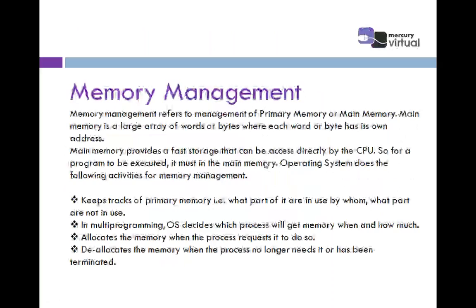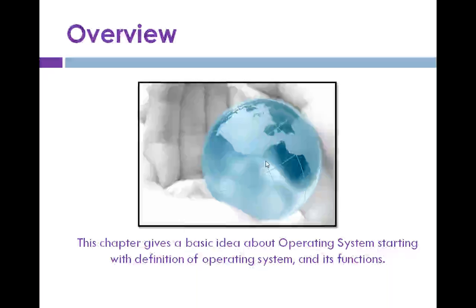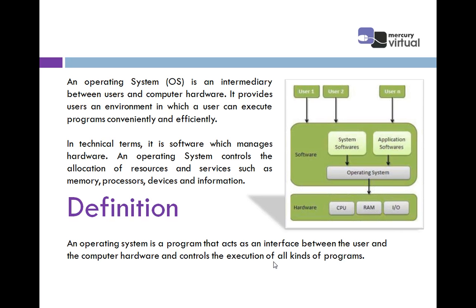In yesterday's class, we discussed the operating system. Just take an overview of the operating system, meaning what an operating system is, how it works, and what the functions of an operating system are. So just take a quick recap of the previous class. This chapter gives you a basic idea about the operating system, starting with the definition of operating system and its function. This chapter gives an overview of the operating system and the functionalities available in it.